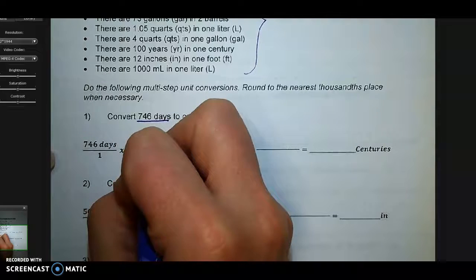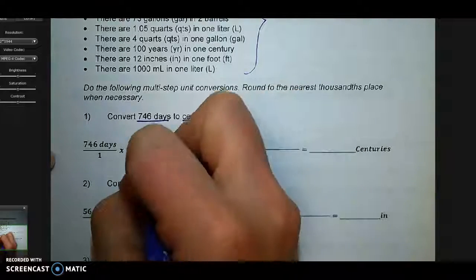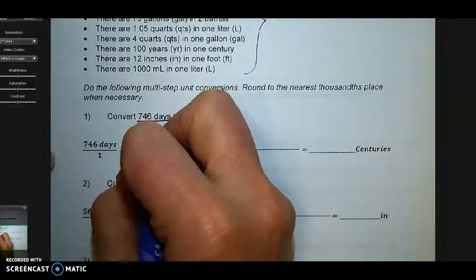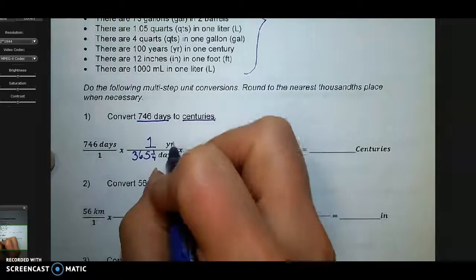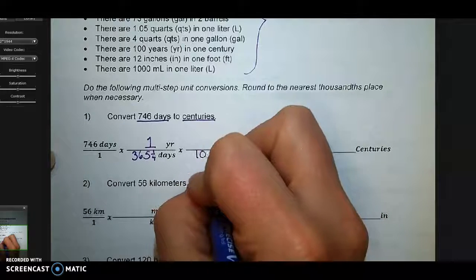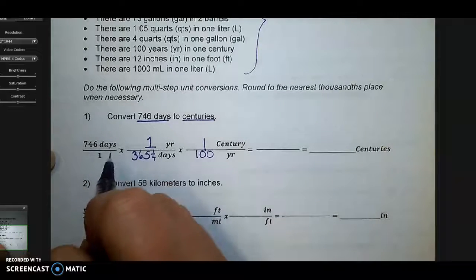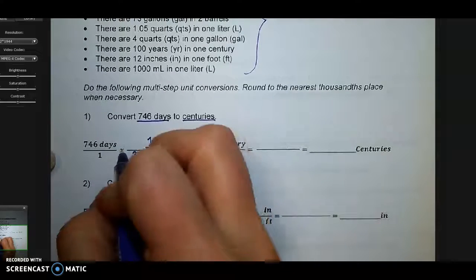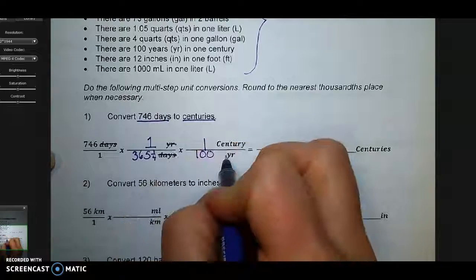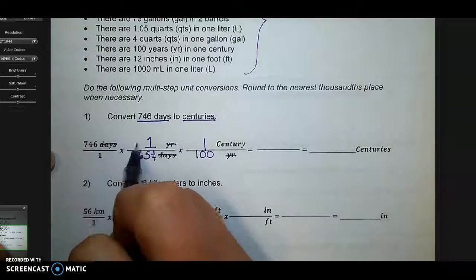So there's 365 and 1/4 days in a year. Now I need to get rid of that year because I want to get to that century. So there are 100 years in 1 century. So what I'm going to do is my labels will cancel out this way, and I'm left with century, and we have centuries there. And then I have my numbers across the top.